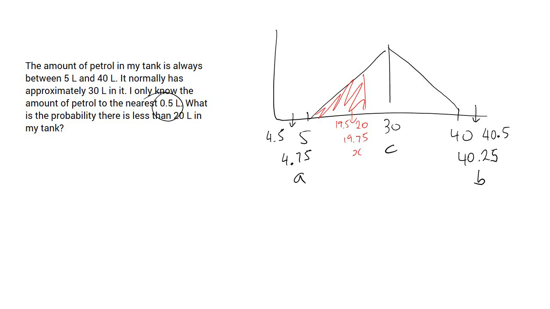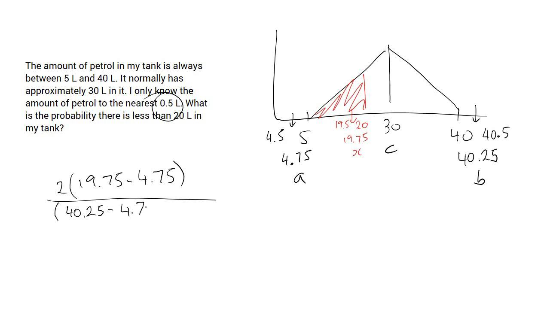So now that we have all of our values, we can substitute them into the formula. Now this is on the upward slope, so we're going to be using the upward slope formula. So it's going to be 2 brackets x minus a, so 19.75 minus 4.75, divided by b minus a, which is 40.25 minus 4.75, and c minus a, which is 30 minus 4.75. Now we can type this all into the calculator and we find out that it's 240 over 7,171. Now we've got to remember that this is the height and not the area.